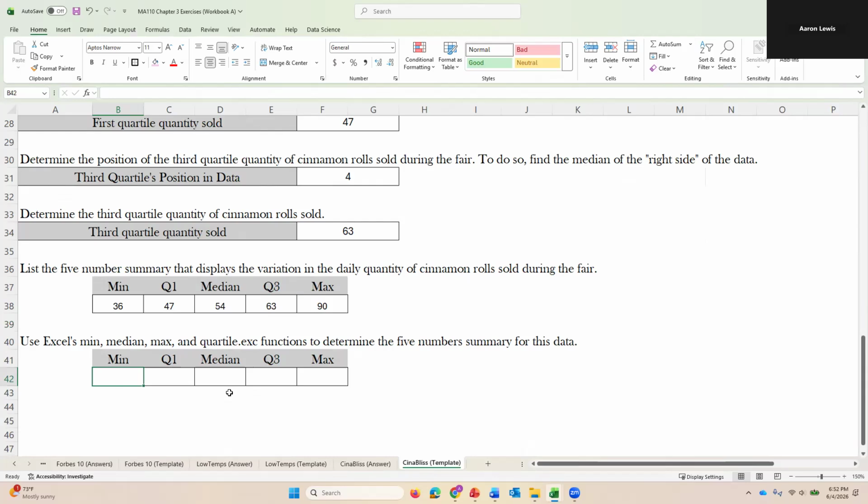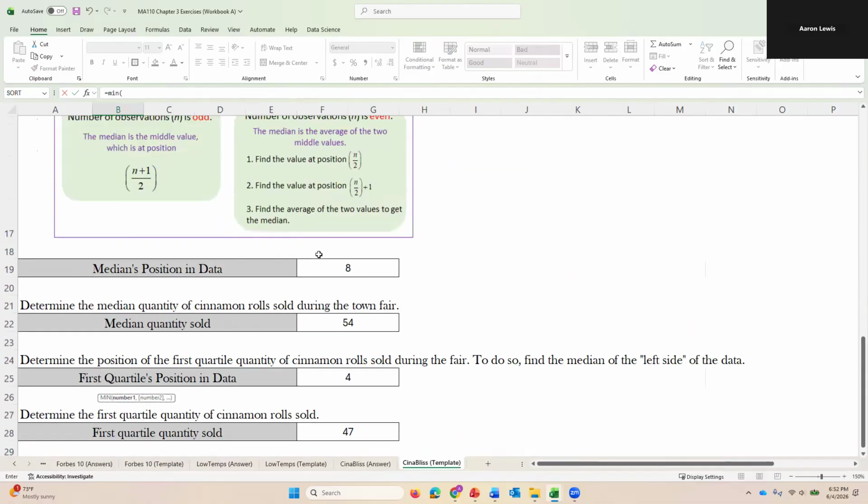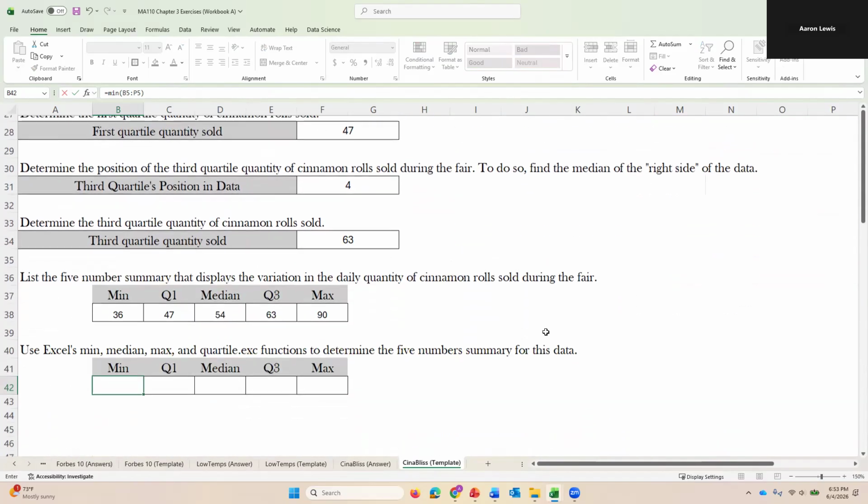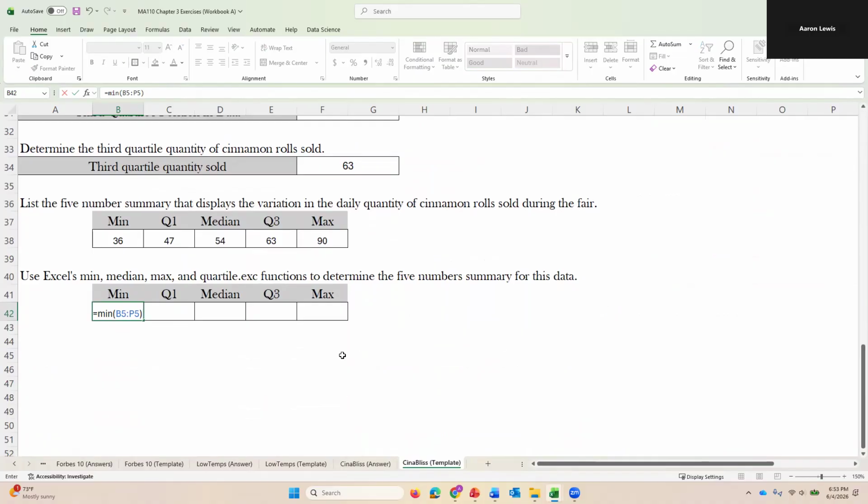So I'll go with the easier ones first here. We'll start with the min, the smallest number. And that function in Excel is the min function. So equals min, open a parenthesis, and then go up and highlight all of your data. So let's go to the original set of numbers that we used when we sorted. And I'm going to highlight everything in row 5. So we have min of B5 through P5, and it does indeed identify that 36 was the smallest number.